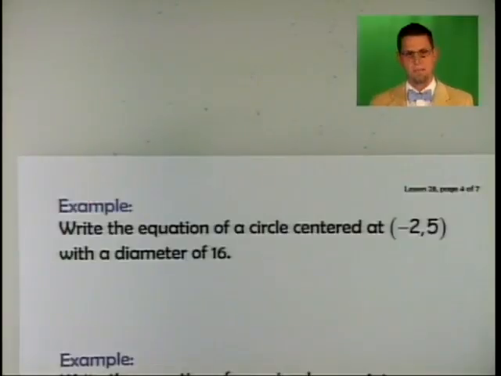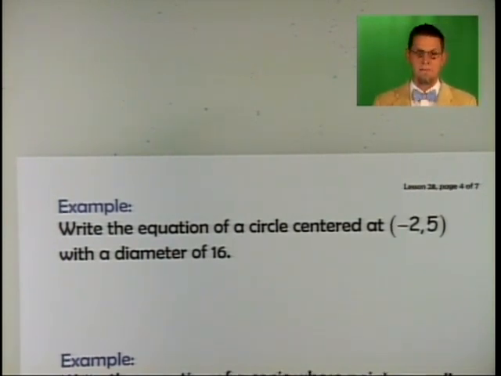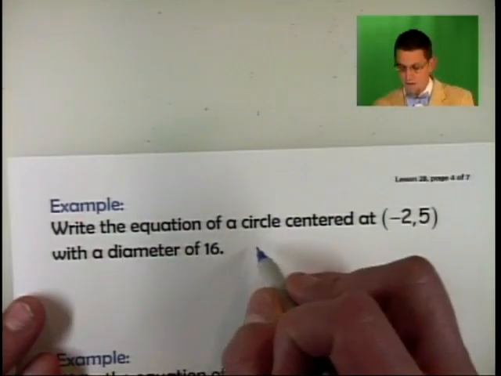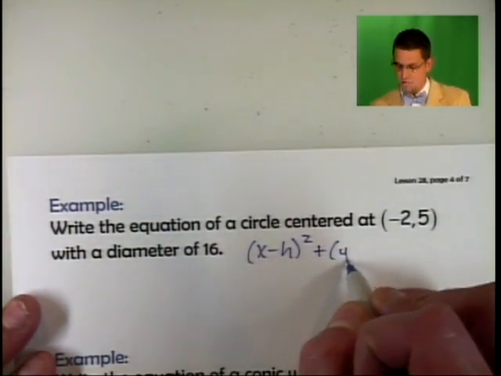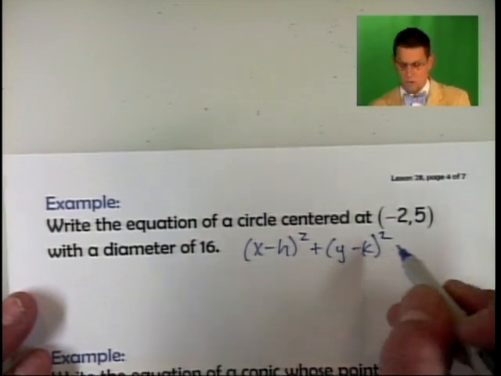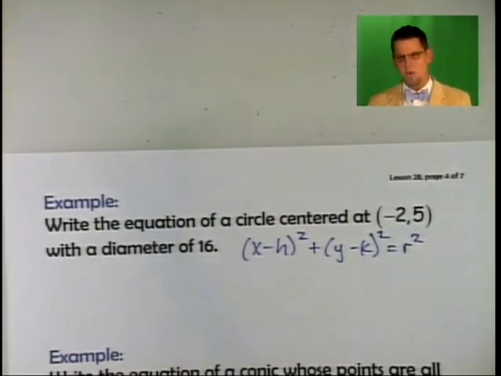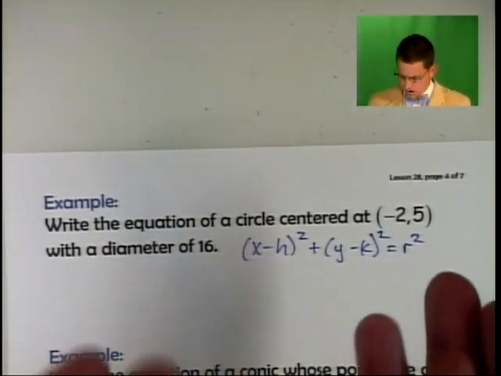So here's a nice example. We want to write the equation of a circle that's centered at the point negative 2, 5, that has a diameter of 16. Well, as soon as we see that, we can write out the standard form: x minus h, quantity squared, plus y minus k, quantity squared, equals r squared. So what essentially do we need to get our equation of the circle?